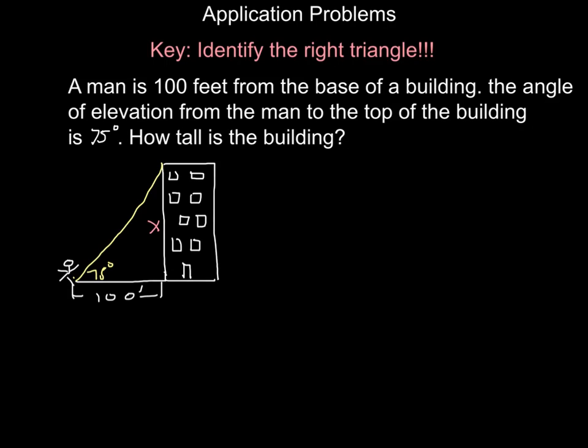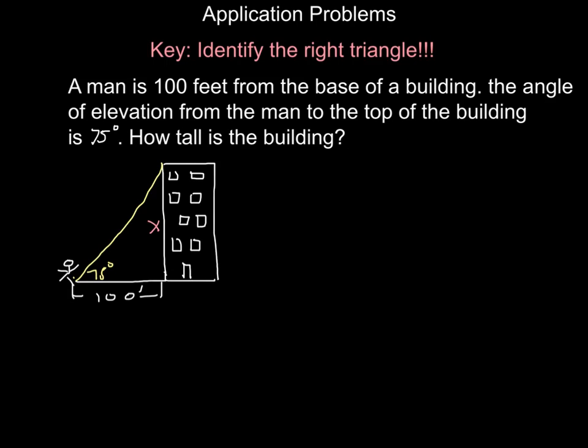So here I drew the building. I drew my man, and I said that's 100 feet. And I know that the angle of elevation from the man to the top of the building is 75 degrees, so I drew that in. And once I did that, you get this triangle, and that happens to be a right triangle. We're trying to find the height of the building. We know this angle is 75 degrees. Now, once I've identified that triangle, I need to take the pieces of information I've been given, the 75 degrees and the 100, and tie it to the piece that I'm trying to find, which is the height of the building, which I've labeled as x.